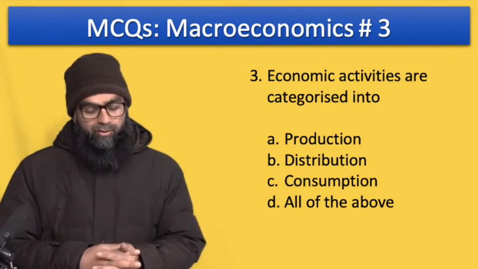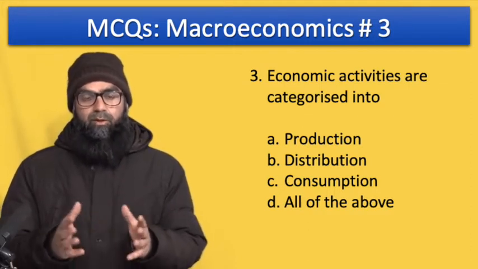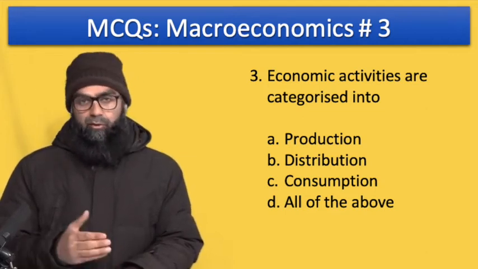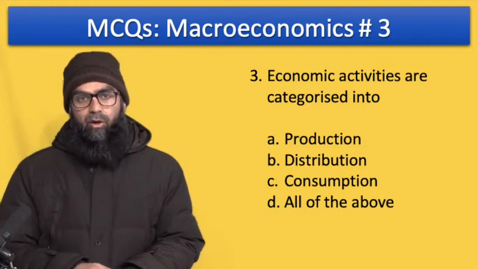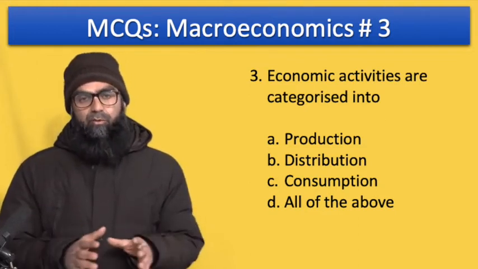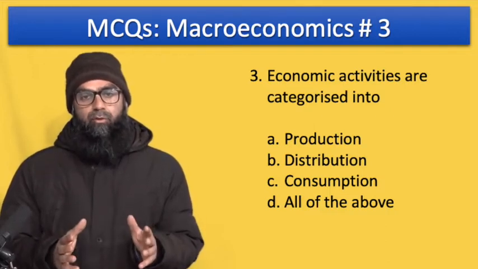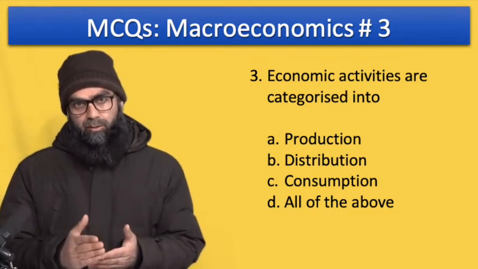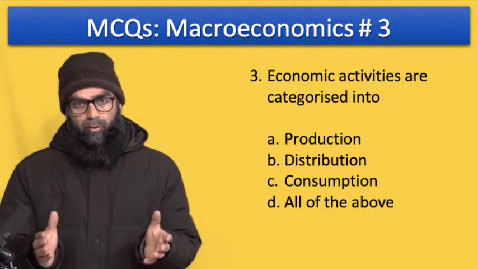Now our third question is, economic activities are categorized into. How do we categorize economic activities? You have options given here. A is production, B is distribution, C is consumption, and D is all of the above. From our discussion, we already know that economic activities are categorized into three broad groups: production, distribution, and consumption. Therefore the most appropriate answer in this case is all of the above.